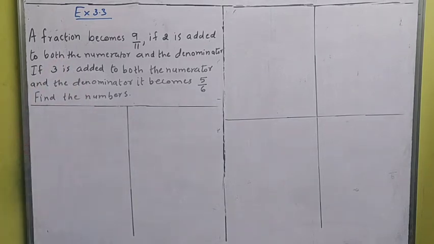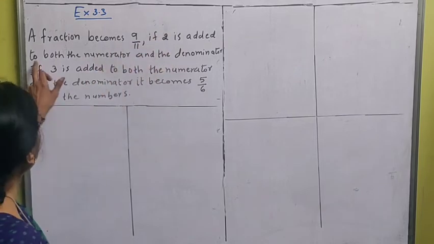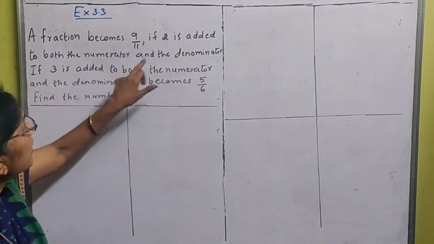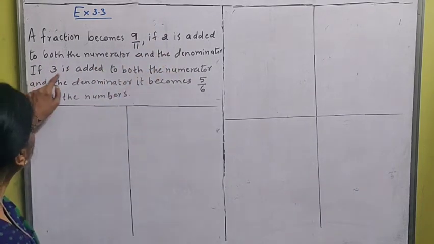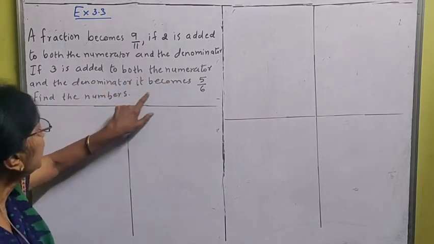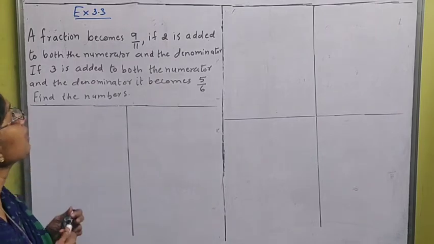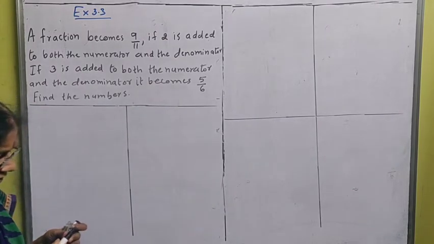Okay, let us see what the next sum says. A fraction becomes 9 by 11 if 2 is added to both the numerator and the denominator. If 3 is added to both the numerator and the denominator, it becomes 5 by 6. Find the numbers. So you have to find the numbers, and the number is a fraction.